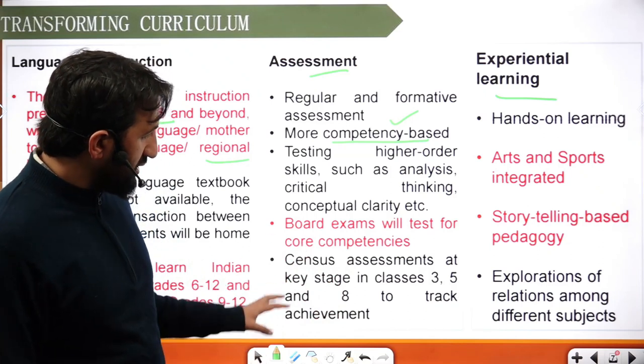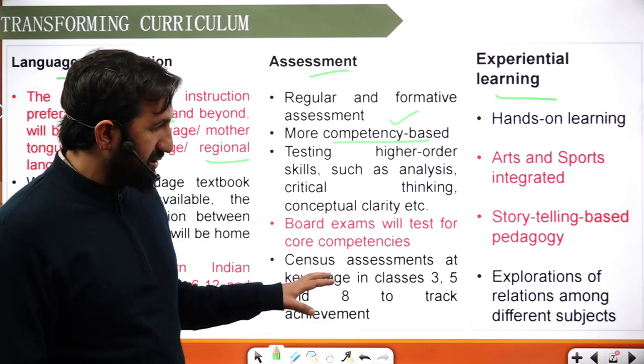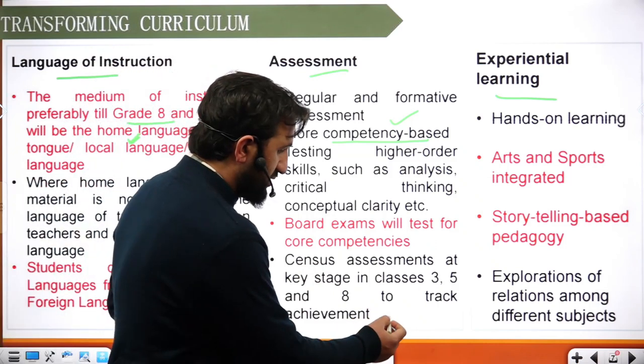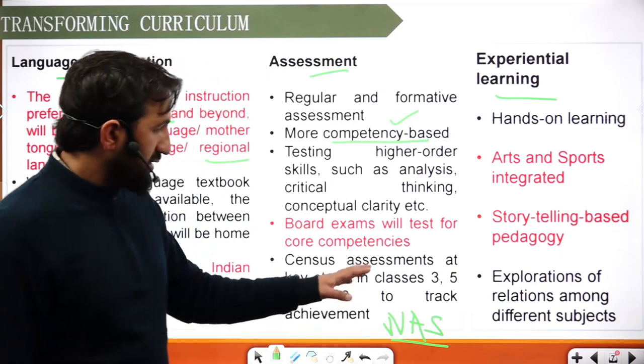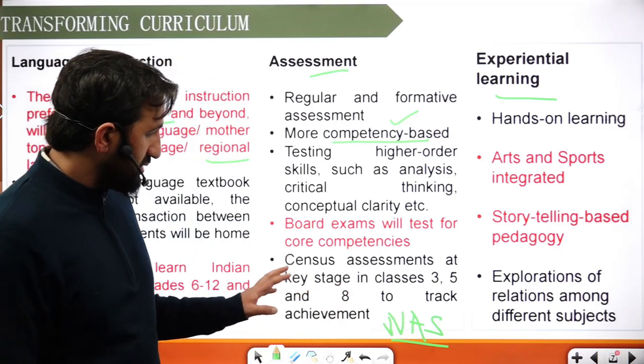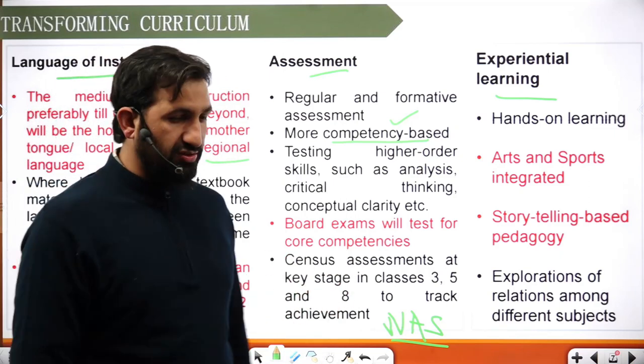So there has to be a census assessment, the National Achievement Survey, which takes place for classes 3, 5, 8 and 10.